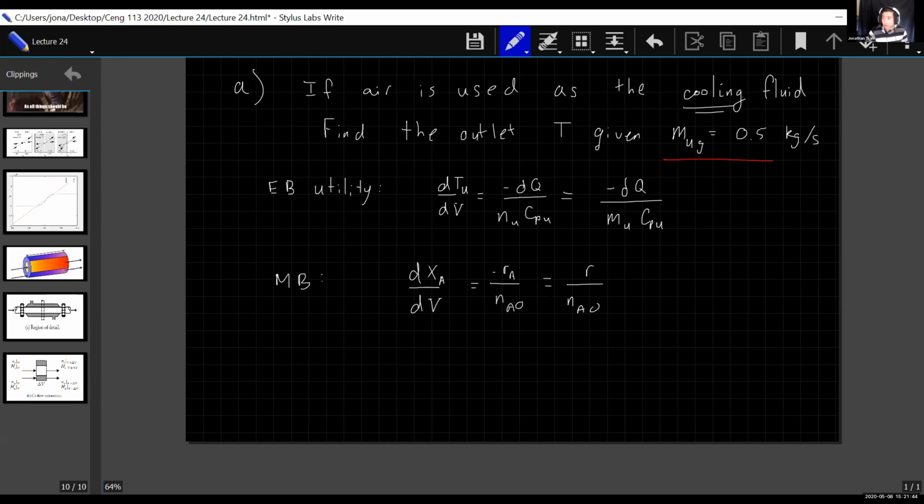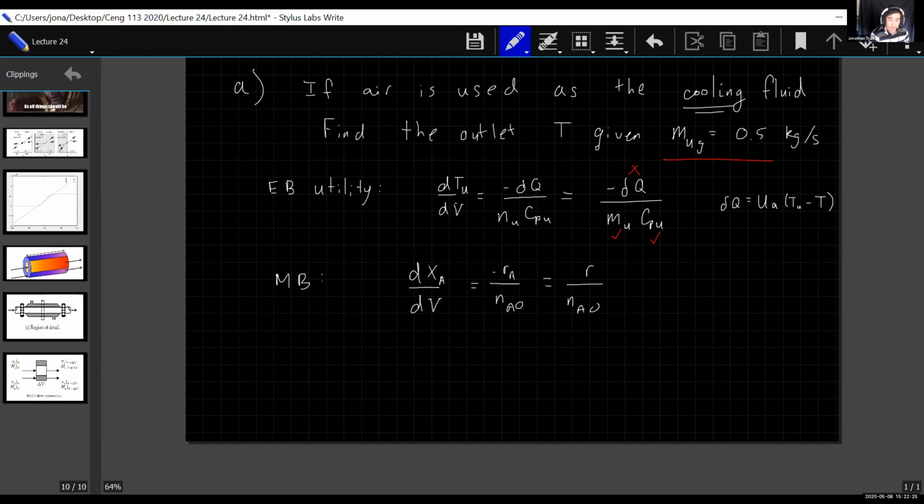Now, before I go any further, because we're going to be doing this in parallel with our MATLAB code, I do want to specify what we have and what we don't have expressed so far. So MU is given, CPU is given, so we're going to have those. DQ is not given directly, which means that we need to make sure that we describe that using the appropriate equation. So I'm going to write off to the side here what DQ is. DQ is equal to UA times TU minus T.